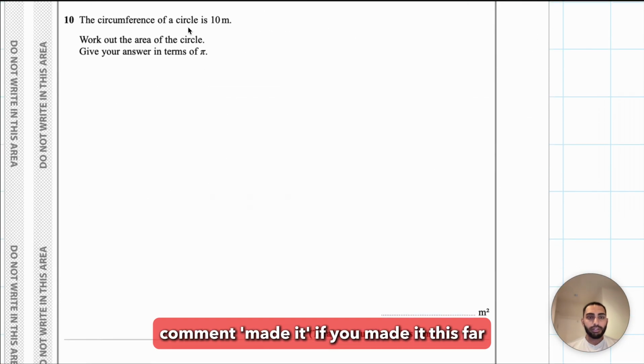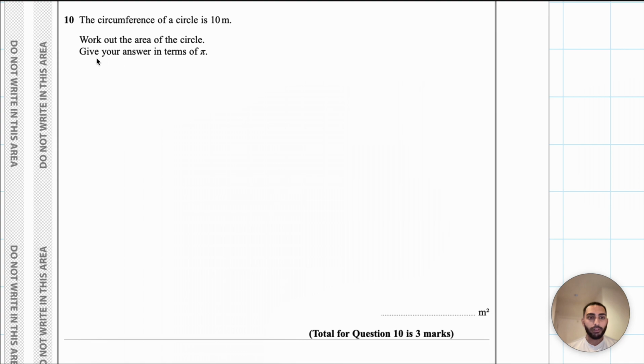Question 10. The circumference of a circle is 10 meters. Work out the area of the circle. Give your answer in terms of pi. We're going to need our formulas for circles.